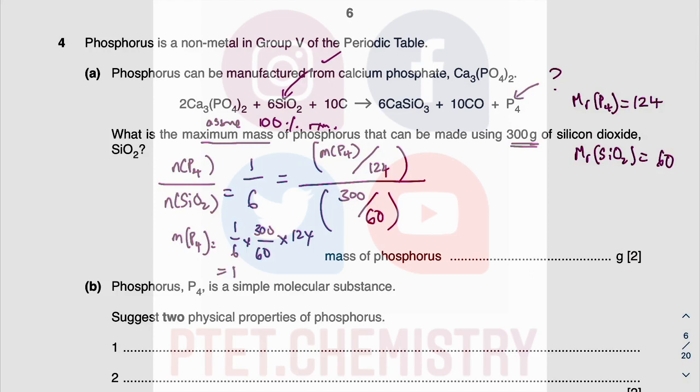I get 103.33. Here they don't tell you how many significant figures, but seeing how the data is given to 3 significant figures, I will round it to 3 significant figures because it's the appropriate number based on the question. This is already given in gram, so I don't have to put down the units again, but if not, you have to put down the units.